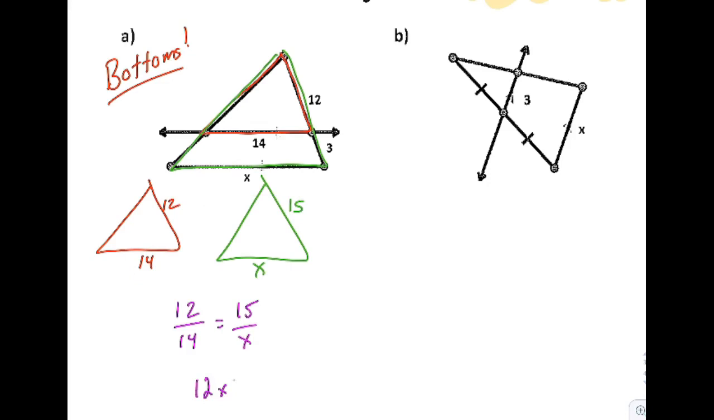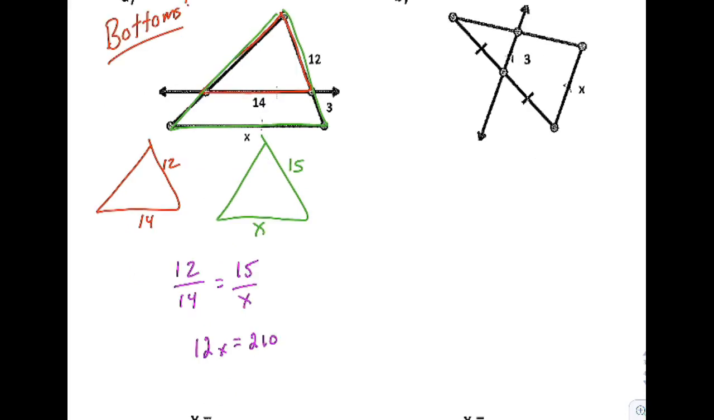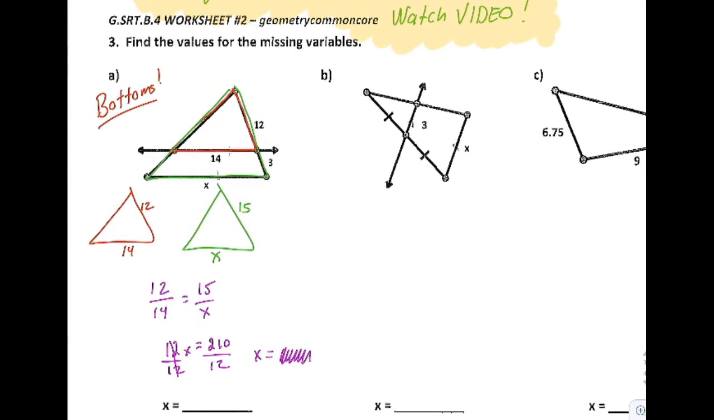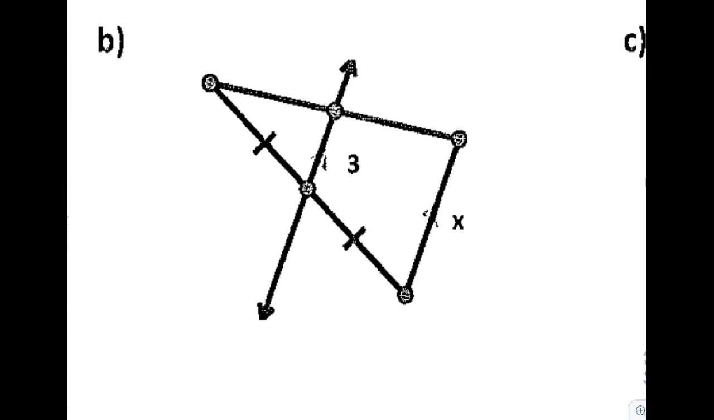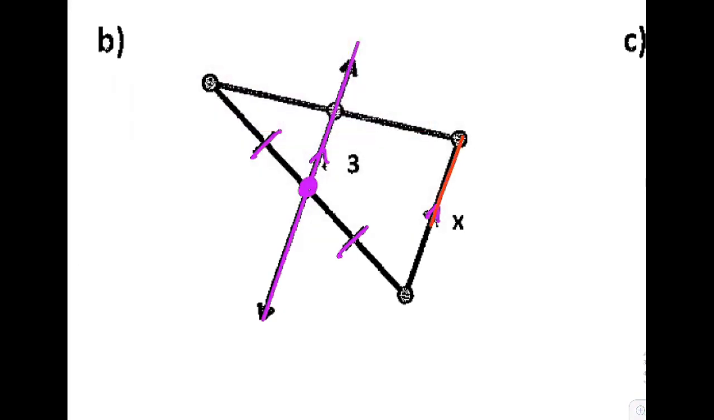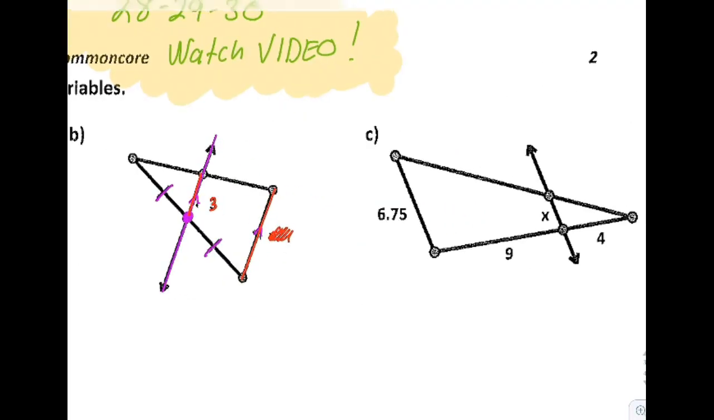Then you have 12x equals 210. You divide both sides by 12. You get x equals 17.5. This one's a little different in that it tells you that these two segments are the same, meaning that has to be the midpoint. If those lines are parallel, and that's the midpoint, then you have a mid-segment, which we learned about a couple of months ago, which means this is half of this. So this would have to be 6 right here. So a little bit of a shortcut there.